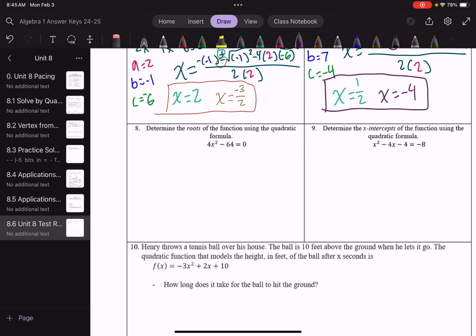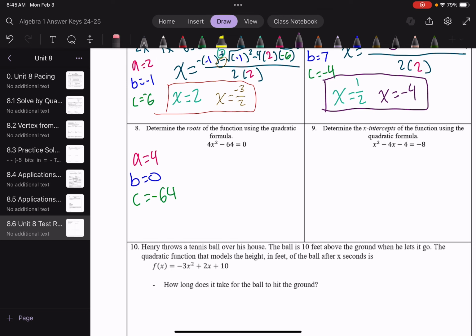Number 8 says to determine the roots of the function using the quadratic formula. You can look at this and say, oh, this is easy. This is a difference of 2 squares. But we've asked you to solve it specifically using the quadratic formula. So we want to see you identify your a, your b value, and your c value. And in this case, our b value is 0 because we don't have a linear term. We don't have a term that just has an x value.